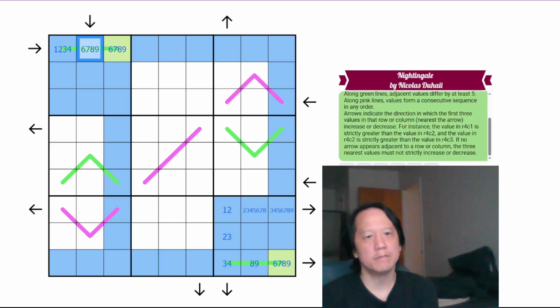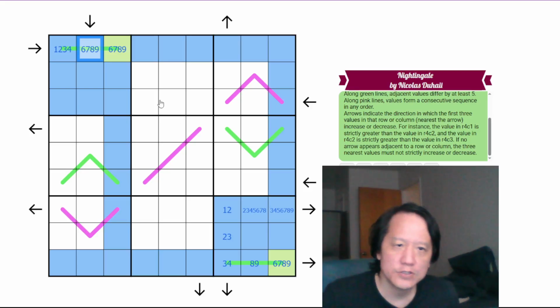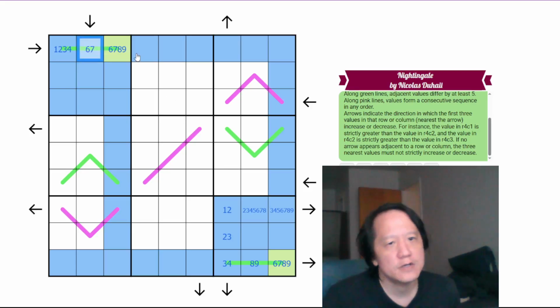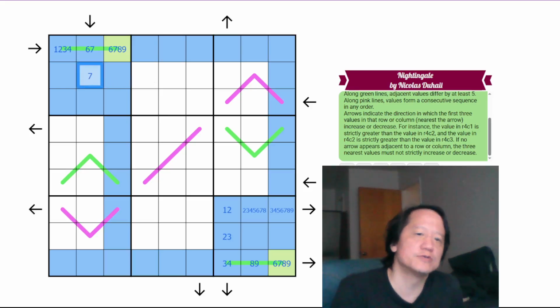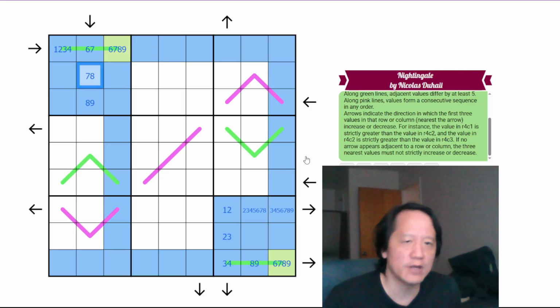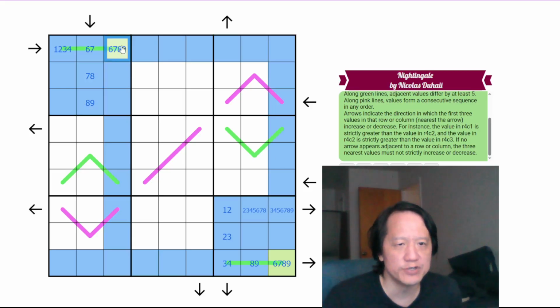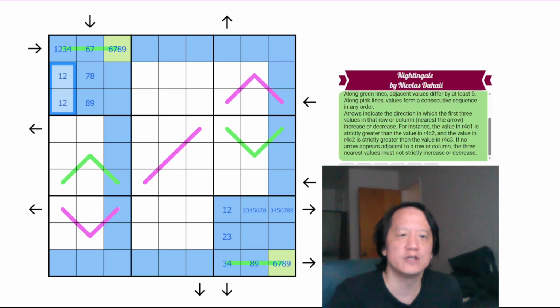It must be increasing from here to here to here. So this has 2 digits greater than it here. So it cannot be 8 or 9. So it's 6 or 7. These have to be greater, so it's at least 7, 8, 8, 9. We have a 6, 7, 8, 9 quadruplet in box 1. That eliminates 6, 7, 8, 9 in the rest of the box.